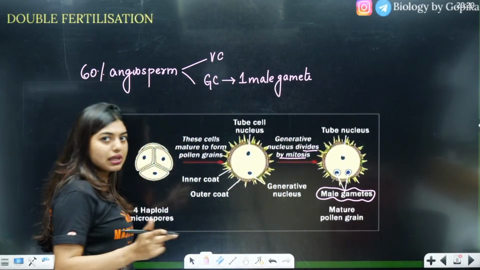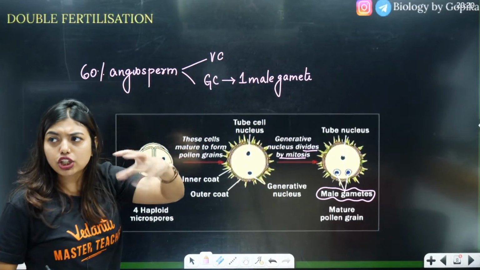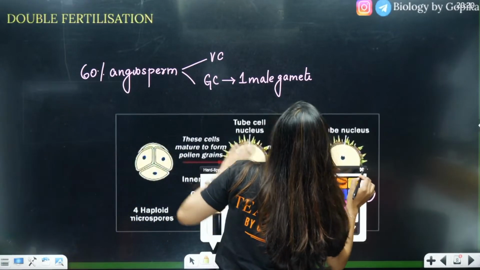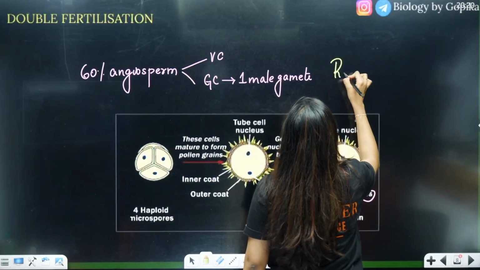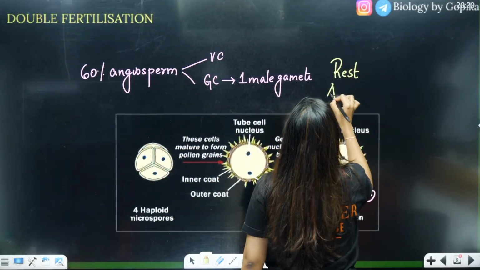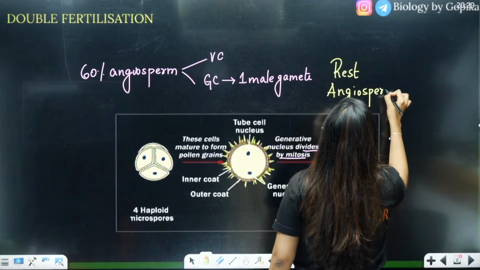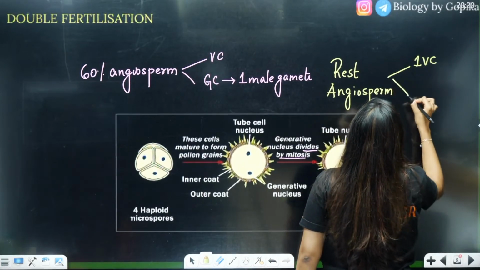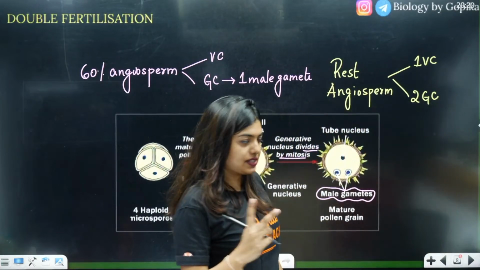But in some cases, in the rest of the 40% of the angiosperms, or 32% of the angiosperms, let's say, what is going to happen in the rest of the angiosperms? Again, exceptions will be there for everything. In the rest of the angiosperms, one vegetative cell and two generative cells will be there.